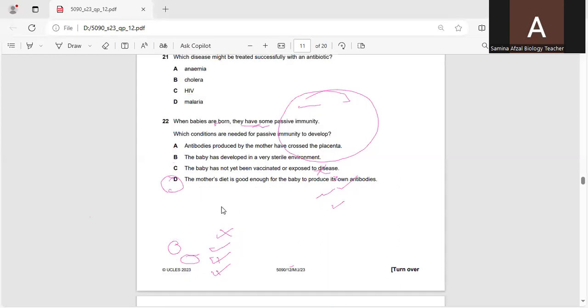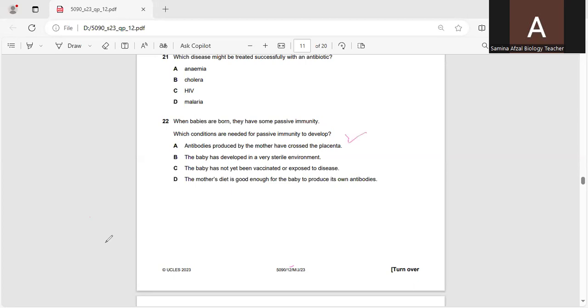Next, question number 21. Sorry, 22. We are on question number 22. When babies are born, they have some passive immunity. Which conditions are needed for passive immunity to develop? Which conditions: antibodies produced by the mother have crossed the placenta?